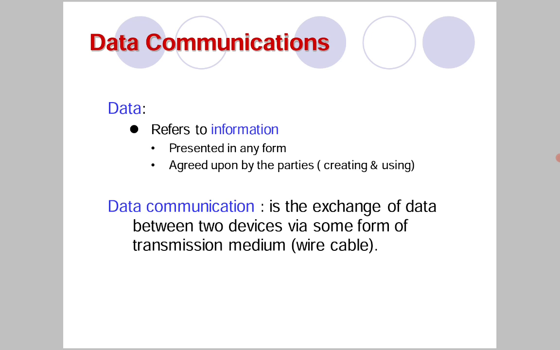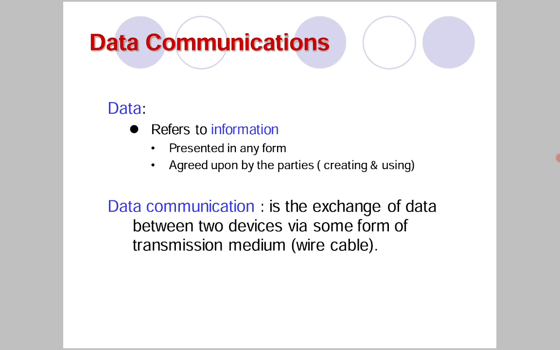First one is data, second one is called data communication. What is data? Data generally refers to some information or tells something about some information, presented in any form agreed upon by the parties creating and using it. So data is nothing but some information in any format, like text, graphic, voice, or any other format.